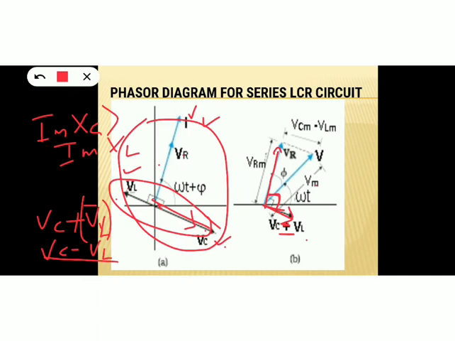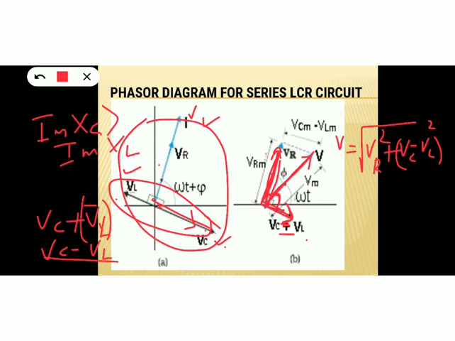Then again we have two vectors. One vector is VR and another vector is VC minus VL. Then what is the resultant of these two vectors? The resultant of these two vectors will be this vector V. And how will you find that resultant vector? That is equal to the square root of the square of the magnitude of one vector, that means VR square, plus the other vector, VC minus VL, whole square. So that is the magnitude of the resultant vector.